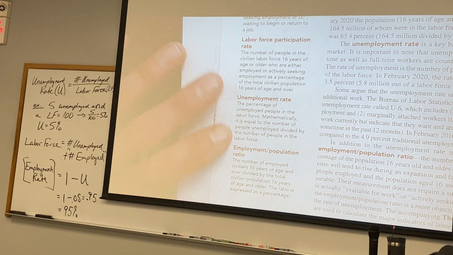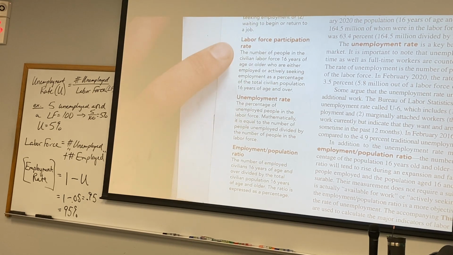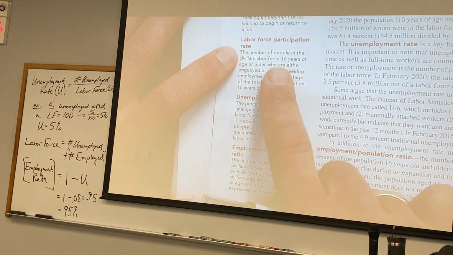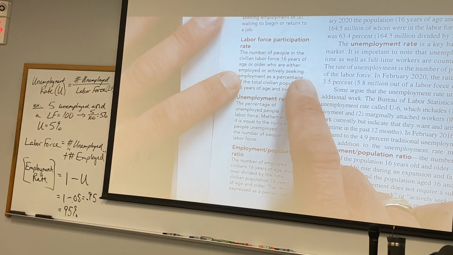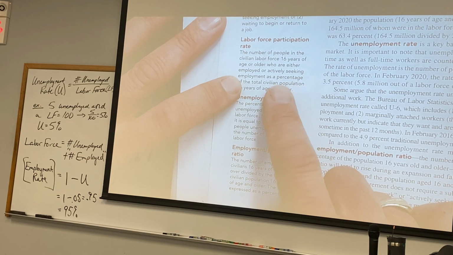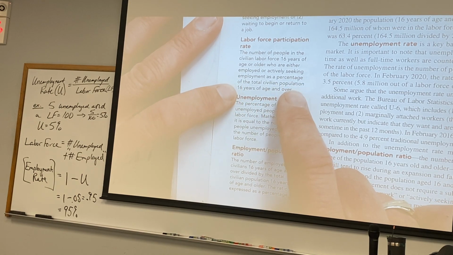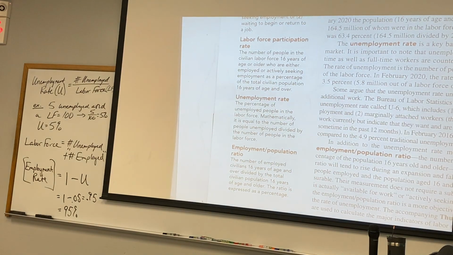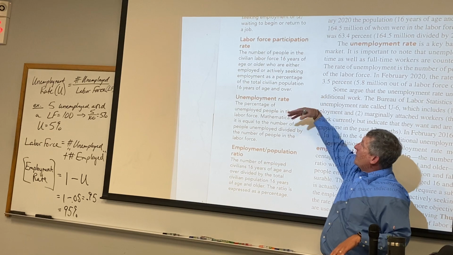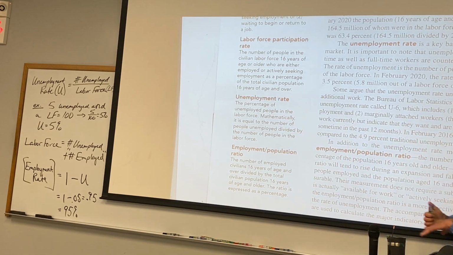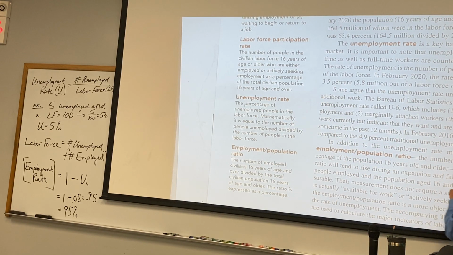So there's our different ratios that we have. The unemployment rate we've already covered. Labor force participation rate: the number of people 16 years of age and older either employed or seeking employment, as a percentage of the total civilian population 16 years of age and older. The reason I was hesitating, I didn't want to throw in too much. In other books, we call that the working age population. So we'll call that the civilian population.